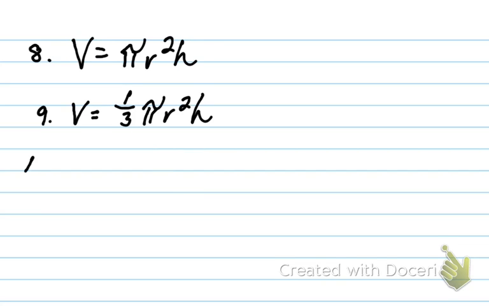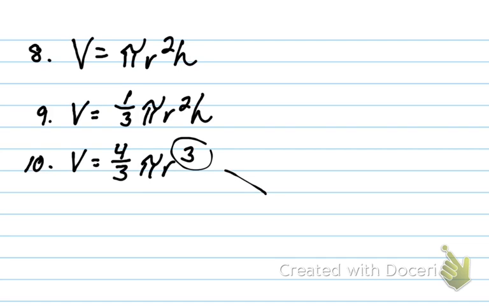All right, now what about a sphere? V equals 4/3 pi r to the 3rd power. Okay, so this one kind of messed some people up yesterday because the others are squared and they squared it. But remember, it's to the 3rd power.